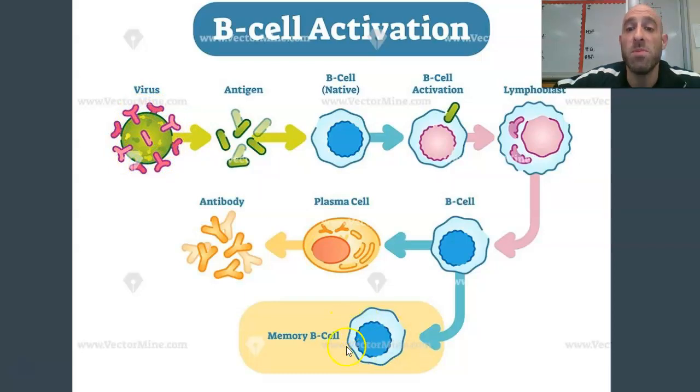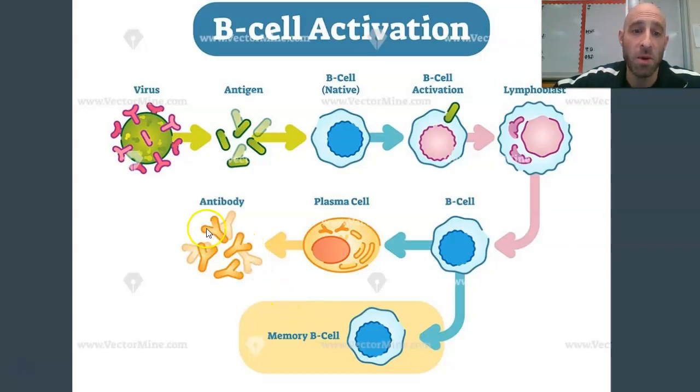And then you have the memory B cells, which basically hang out and wait and keep track of this. So if you get this virus again, you already have the antibody ready to go. So you're not going to get sick because you're going to be able to squash this virus before it's able to replicate enough to cause a real problem.